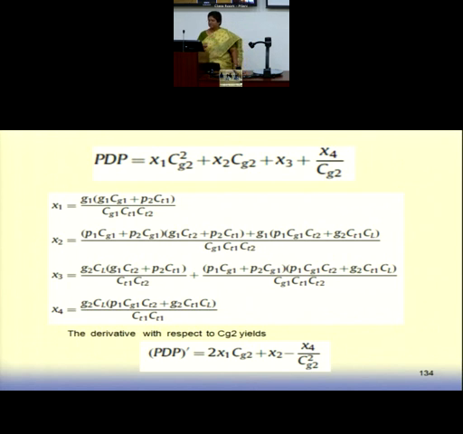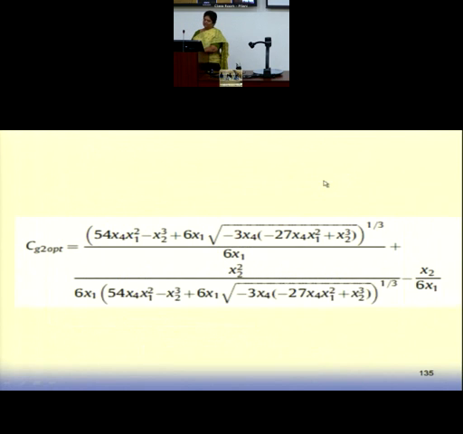Okay. So now whatever expression you are getting for PDP, we minimize it with respect to CG2. And when you take the derivative, it comes out to be this expression. So take the derivative, put it equal to 0. That's what we do for minimization. So we get an expression for the CG2 optimum value as this, which can be used for deciding the input loading condition at the input of gate 2.